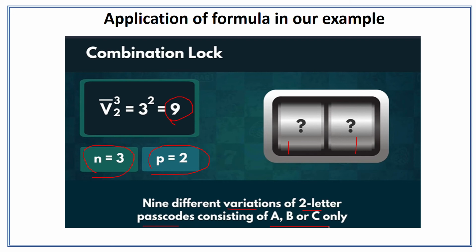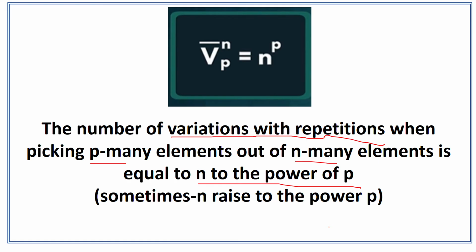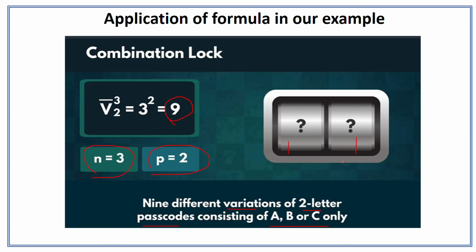This is how it works. One more time I will read the definition to help you understand. P elements out of n elements, that's why it is in the power. Out of 3 you have to choose 2. So there are a total of 9 variations we can make while choosing the passcode.